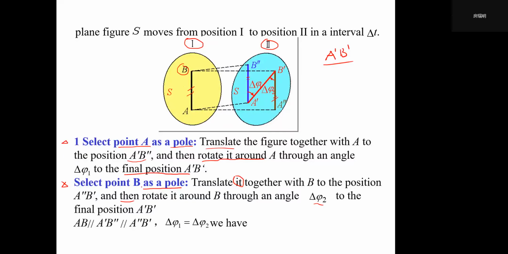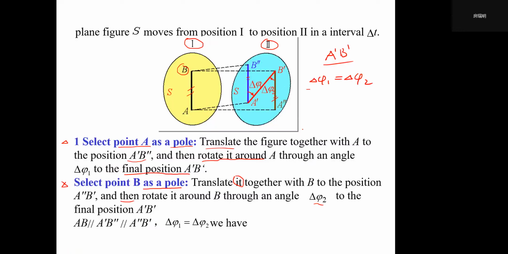The second is to select point B as a reference point. You can find that since A prime B double prime has the same orientation as AB, and B prime A double prime also has the same orientation as the original AB, it's obvious that A prime B double prime is parallel to A double prime. So that means delta phi 1 will equal delta phi 2.